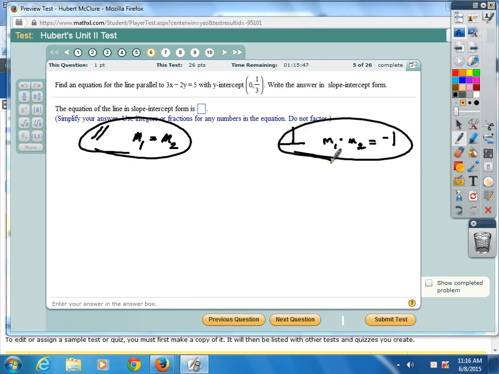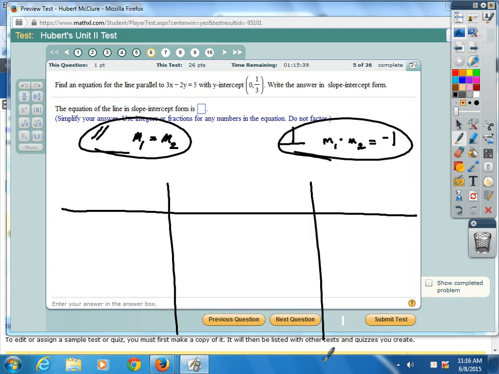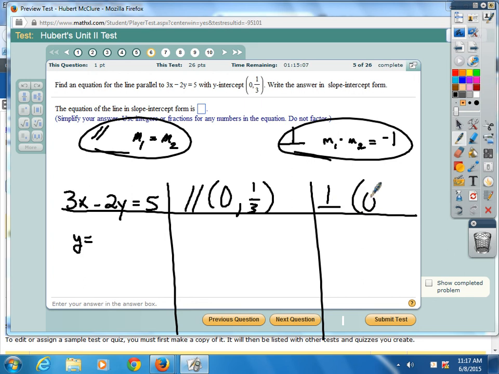All right. Now, let's talk about how to set this up. First thing I do is take 3x minus 2y is equal to 5, put that there, and solve for y. Get y by itself. Here, I set this up as two problems, and that way you get the instruction for both type problems every time we do this. So, parallel, 0 and 1/3. And perpendicular, 0 and 1/3.